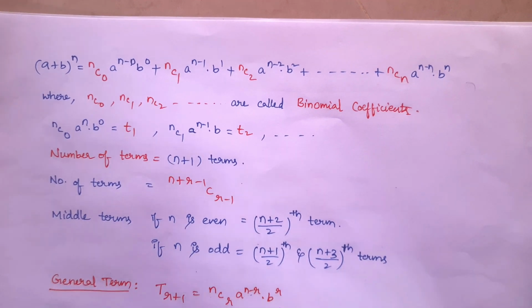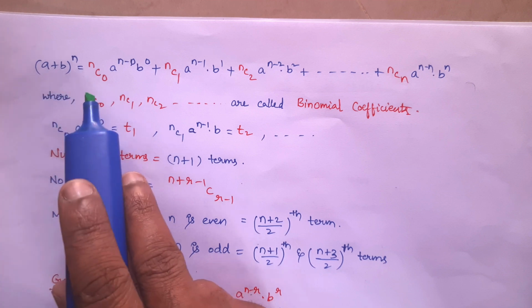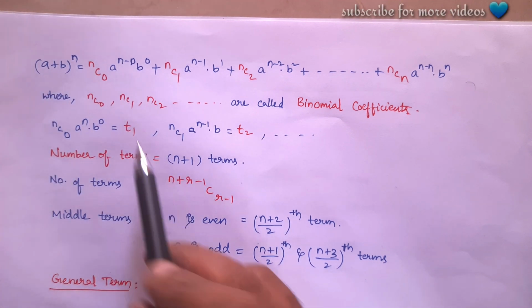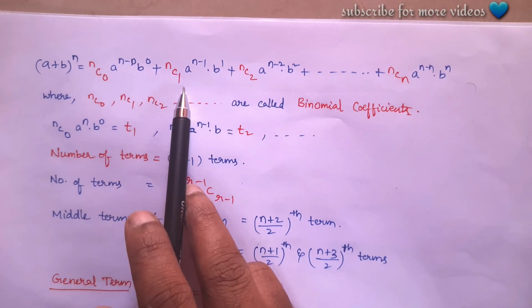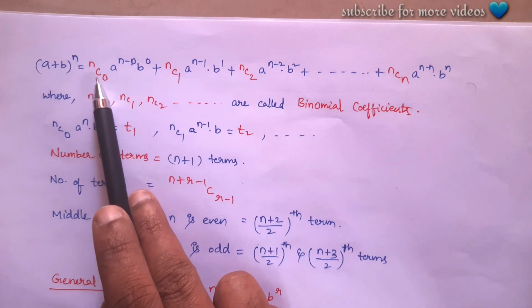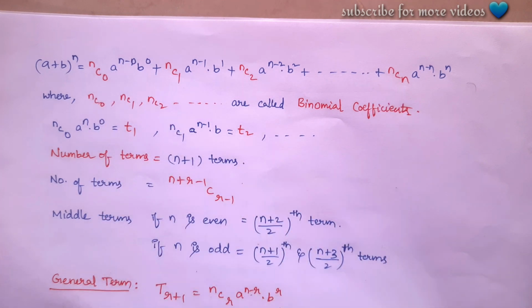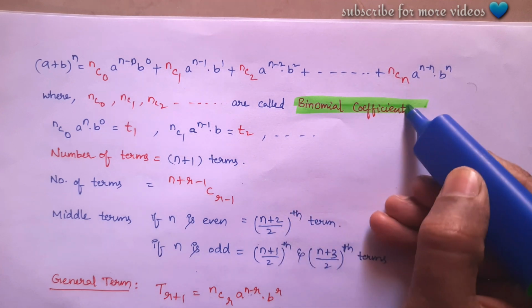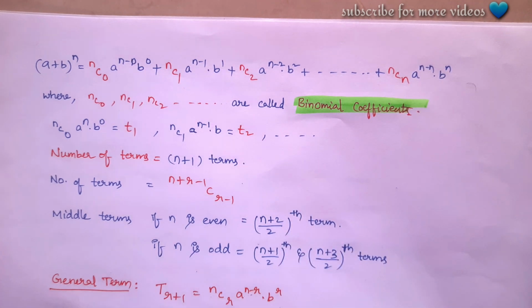So everybody knows this expansion: (a plus b) power n is equal to nC0 a power n minus 0 into b power 0, plus nC1 a power n minus 1 into b power 1, and so on. In this, nC0, nC1, nC2, up to nCn, these are called binomial coefficients.